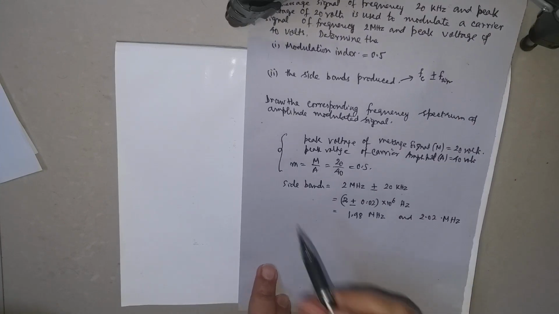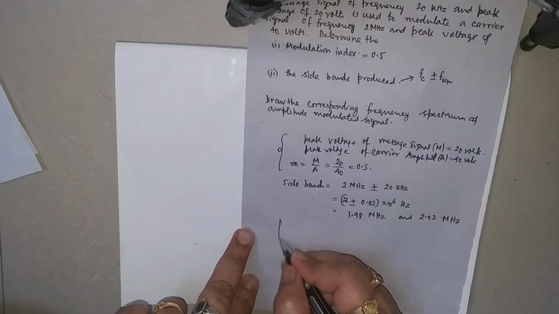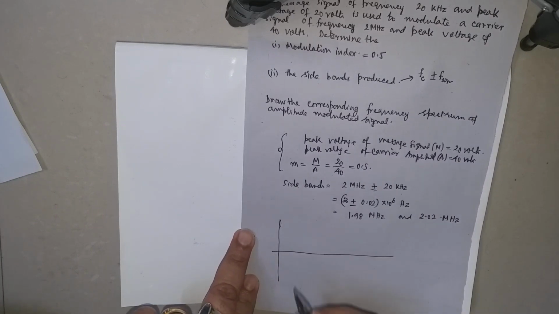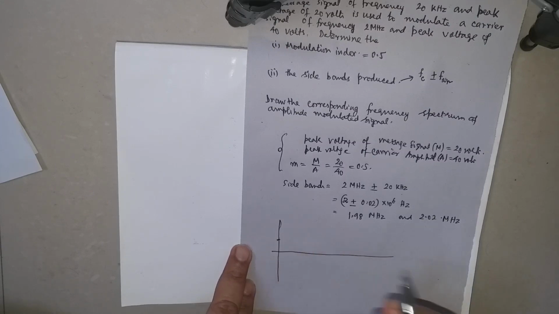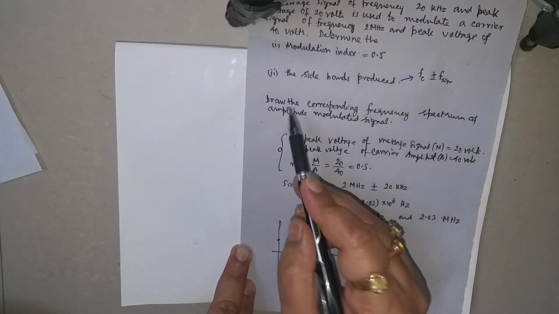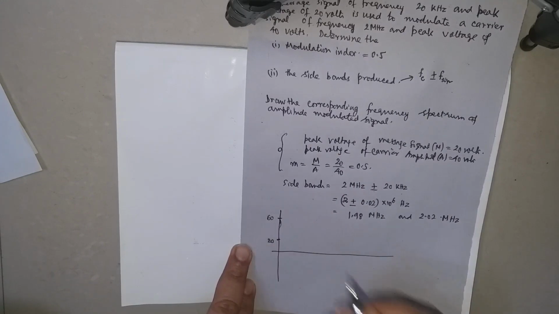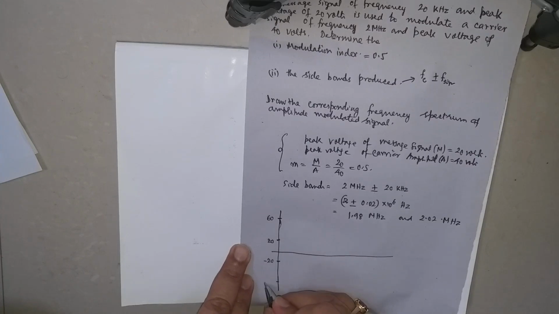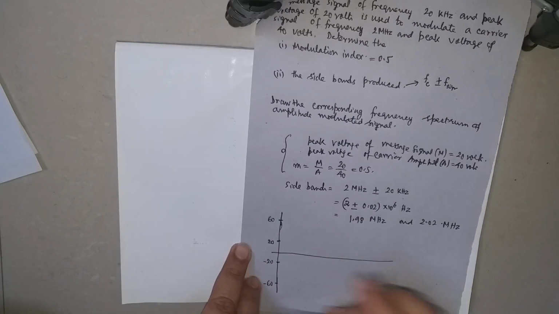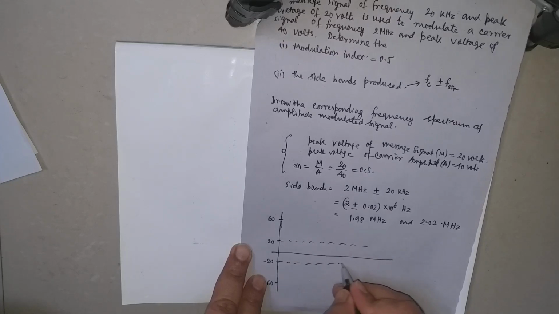And now it is also asked to draw the corresponding frequency spectrum for the amplitude modulated signal. Now for the amplitude modulated signal, the minimum amplitude will be 40 volts minus 20 volts, that is 20, and the maximum will be 60. Similarly, on the other side also it is minus 20 and minus 60. So in between these two, it will oscillate.